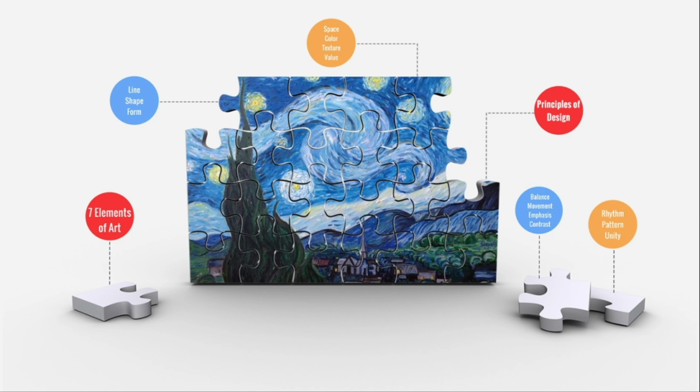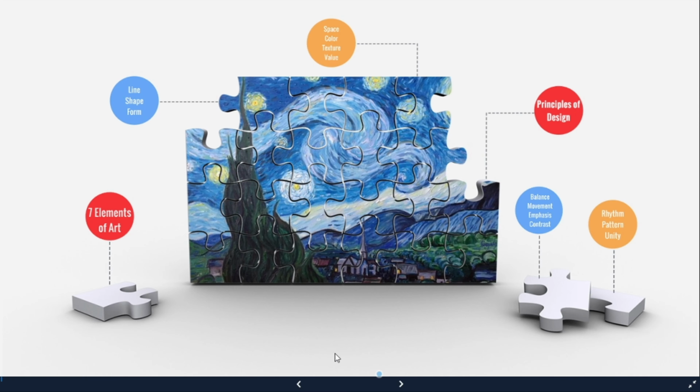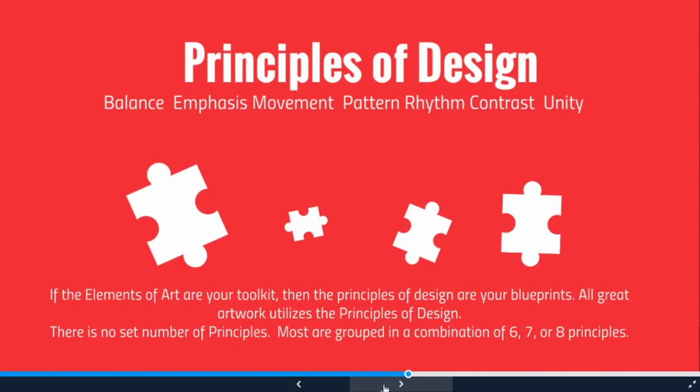Alright guys, we're going to start the principles of design. Now there's different consensus over what the principles of design actually are. Academia cannot seem to boil it down to a set number. So these are one of the more common ones that you will see when people do groups of them. So balance, emphasis, movement, pattern, rhythm, contrast, and unity.